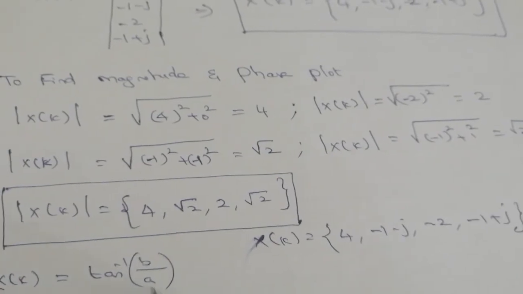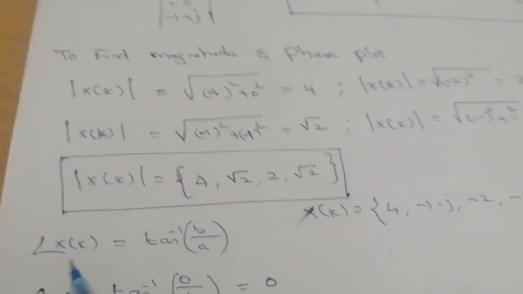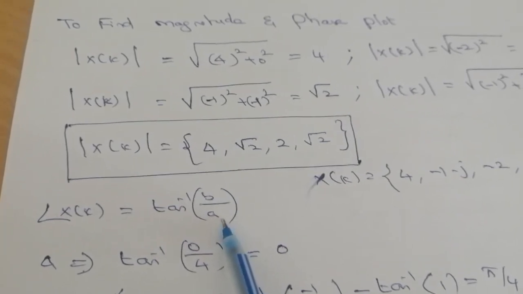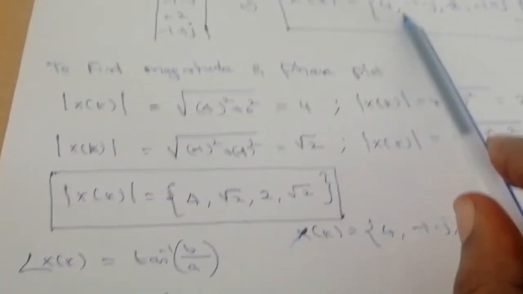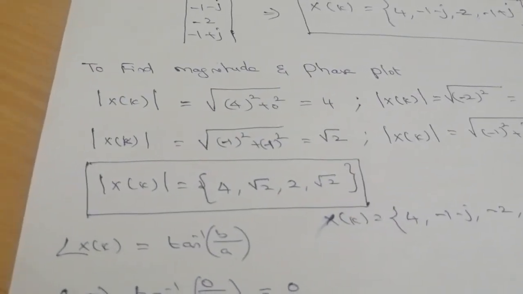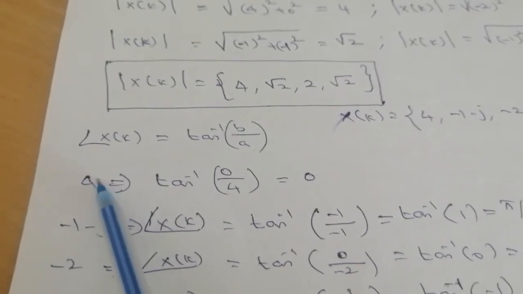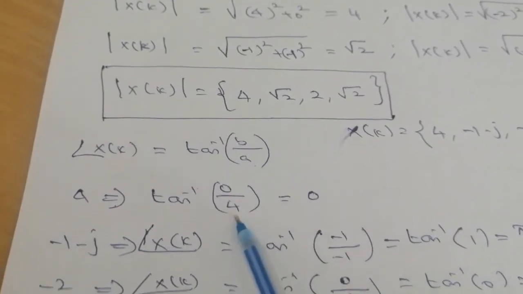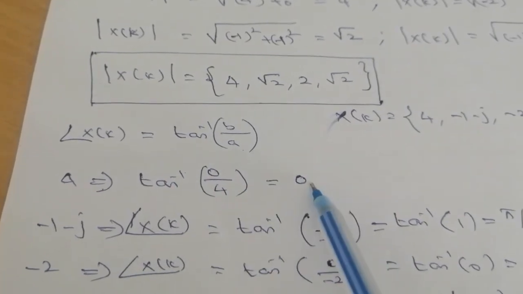Then to find the phase plot, for finding the phase plot, we are using the formula tan inverse of b by a. Right? So here also we are going to take these 4 input values for getting the phase value. First one is 4. So tan inverse of, here no imaginary term, so the imaginary value becomes 0. So the imaginary value is b, the real value is a. So 0 by 4 becomes 0. Tan inverse 0 answer is 0.